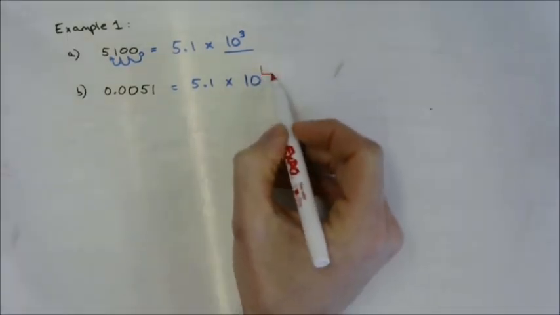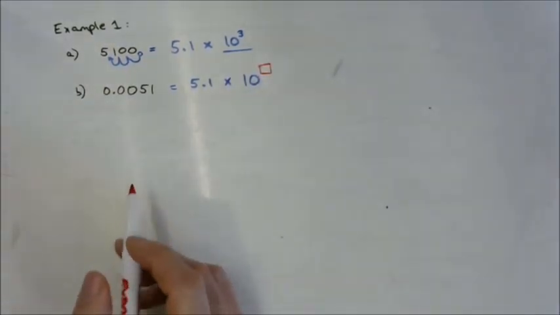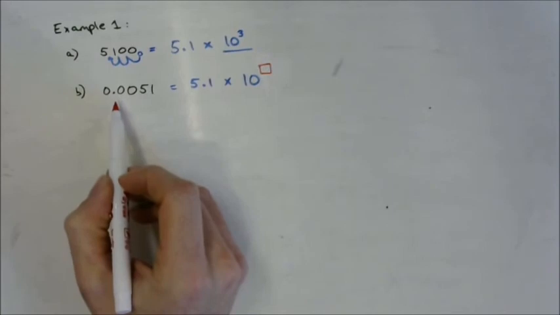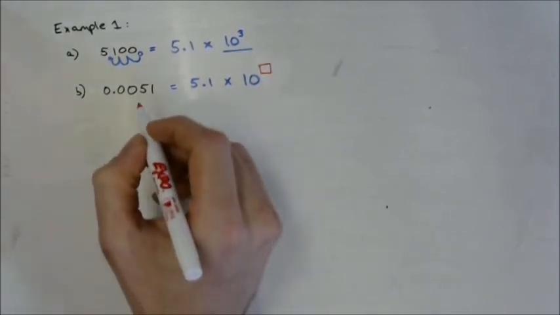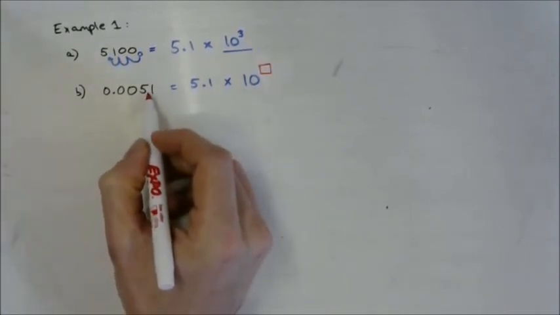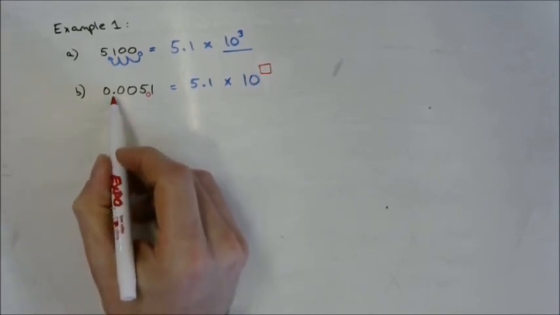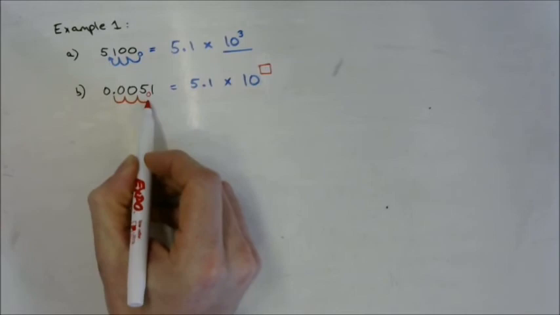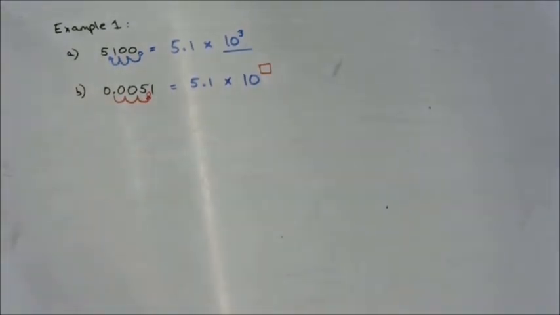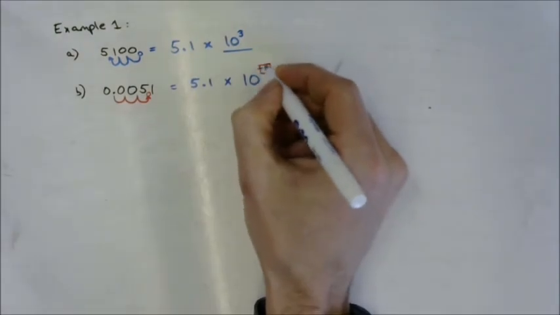My power. Negative. It's going to be a negative number because this is a number smaller than 10. All right, I can put my imaginary decimal place here, and I can count how many hops it takes to get there. 1, 2, 3. So this one is 10 to the power of negative 3.